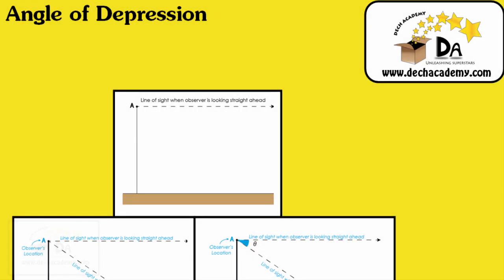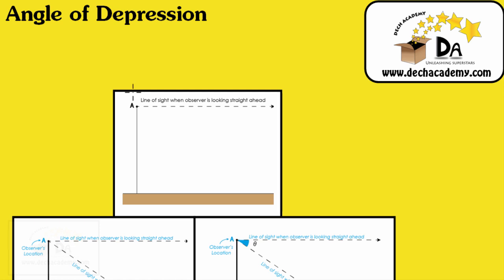This video looks at the concept of an angle of depression, and as the name suggests, it refers to the angle formed when an observer at some elevated point above a ground level or some base level is looking downwards at some point or object below the observer's elevation point.